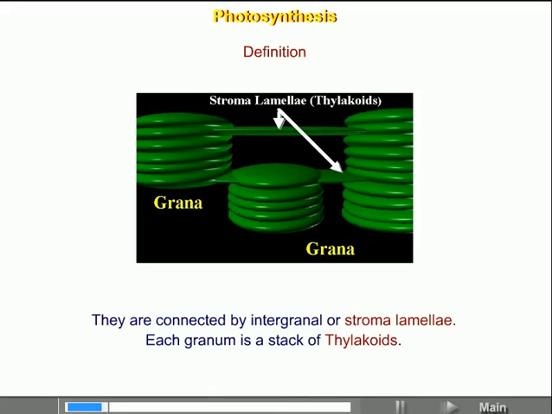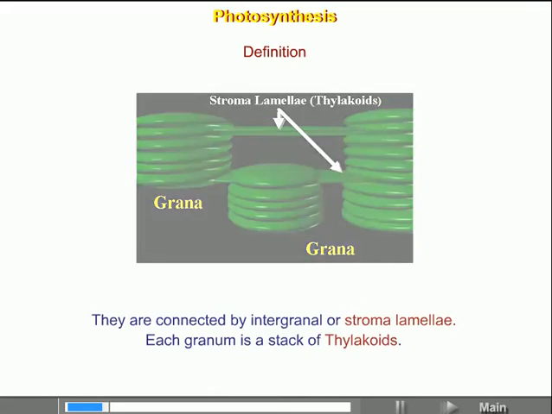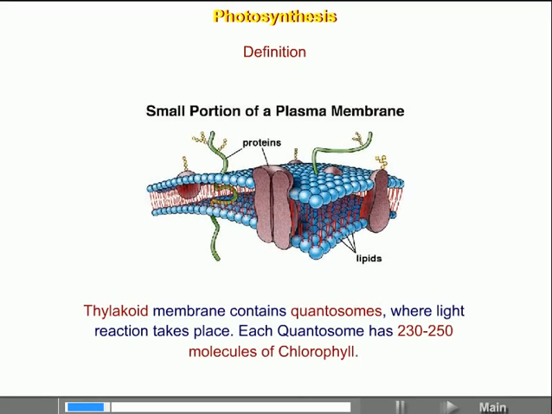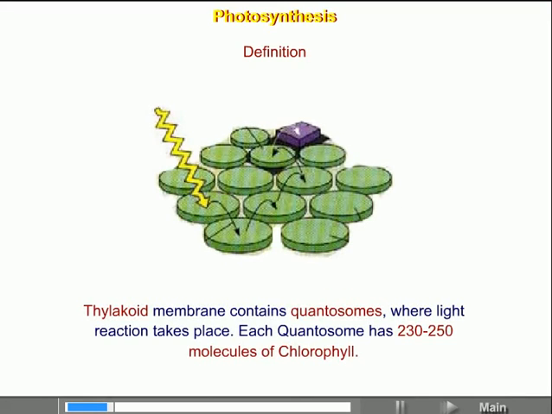Each granum is a stack of thylakoids. Thylakoid membrane contains quantosomes, where light reaction takes place. Each quantosome has 230 to 250 molecules of chlorophyll.